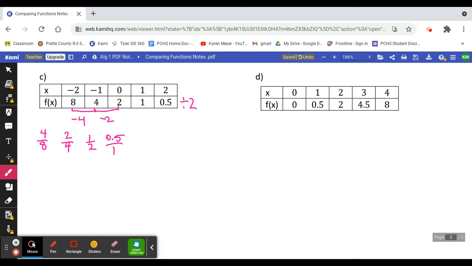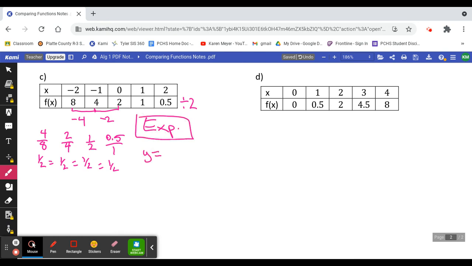4 over 8 is 1/2. 2 over 4 is 1/2. 1 over 2 is 1/2. 0.5 over 1 is 1/2. And then I'd say, oh, look here. They are all the same. And if they're all the same, that makes it exponential.